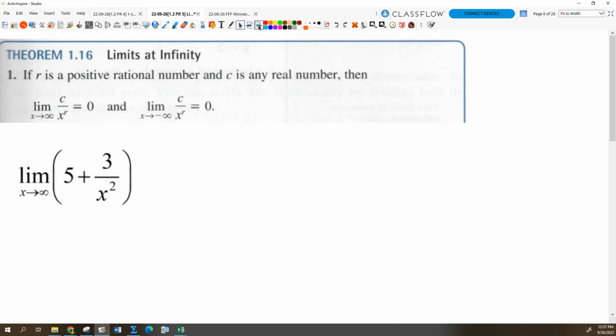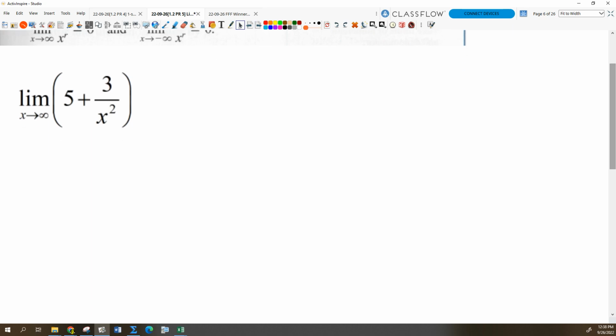You wouldn't. r could be 1. Right. But this is saying you can be even more general than that. The more general, the better the theorem, right? So for example, if we took the limit of this function as x approached infinity, what's the answer going to be? It's going to be 5, isn't it, right? As x approaches infinity, isn't this term right here going to approach 0? I'm going to end up with 3 over an infinitely large number, which is effectively 0, right? So we get the answer 5.